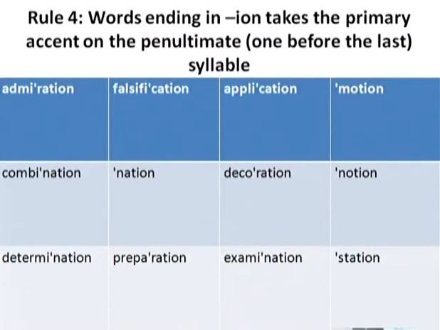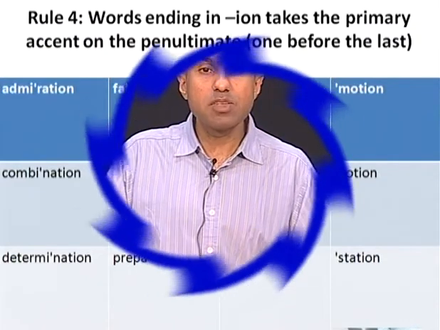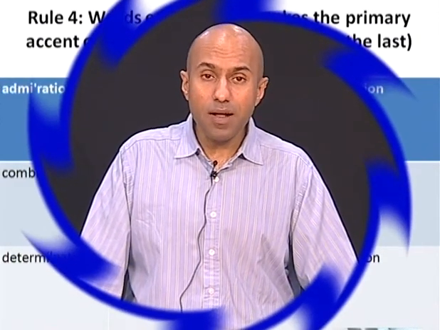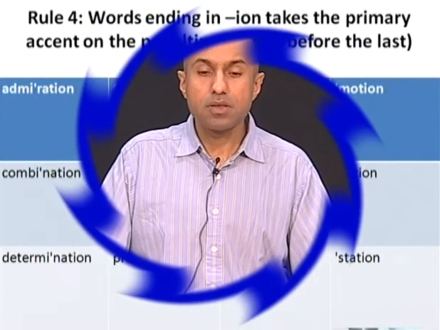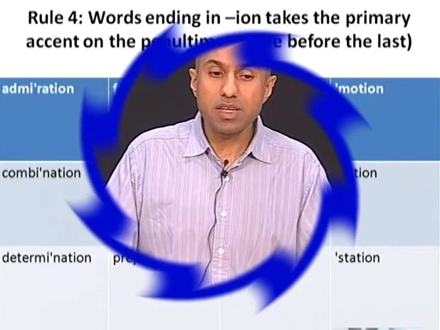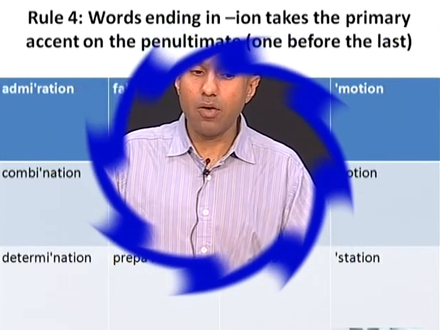So we come to rule number 4, which is words ending in ion take the primary accent on the penultimate syllable, which is nothing but the one before last syllable. Words ending in ion take the primary accent on the penultimate syllable. Please remember what these rules are so that you can apply them when you encounter a new word.